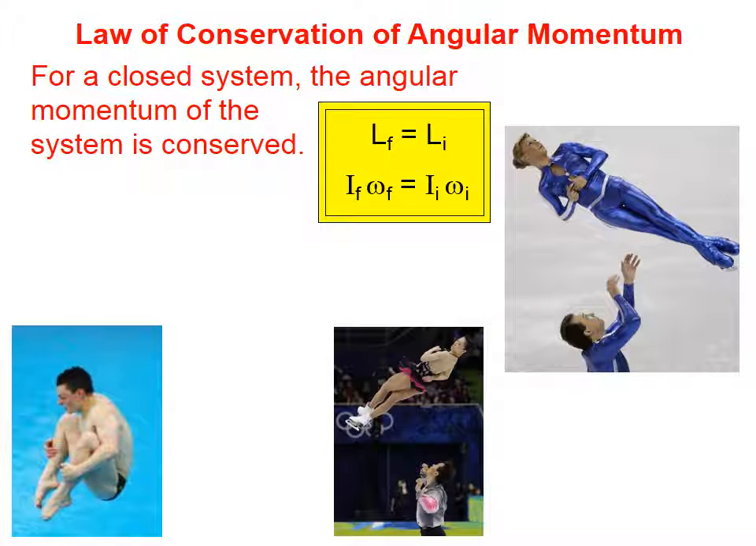In the lower left here, we have a diver in a tuck position. He has a relatively small moment of inertia because most of his mass is relatively close to the rotational axis. You can see how he's pulling his legs in, even curling his toes in an effort to get as much of his mass as close to the rotational axis as possible. These ice skaters are doing the same thing. They're pulling as much of their mass as possible as close to the rotational axis as they can.